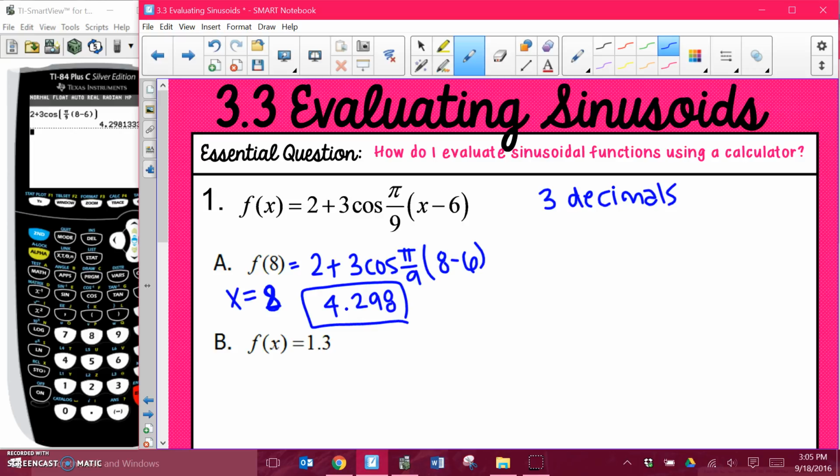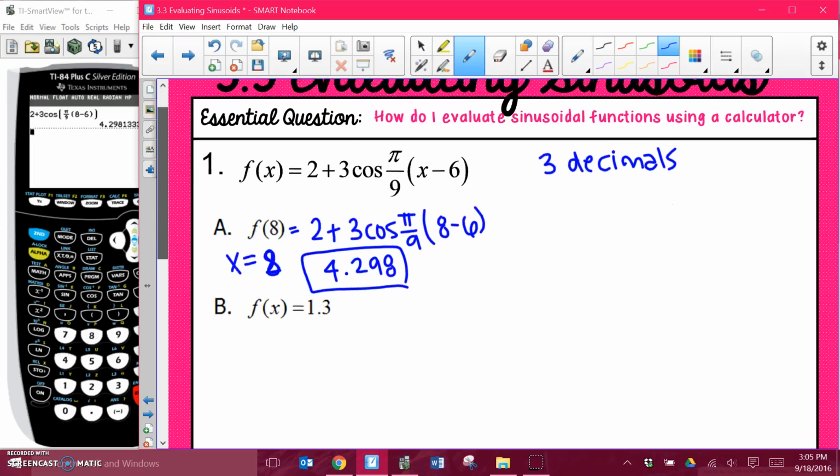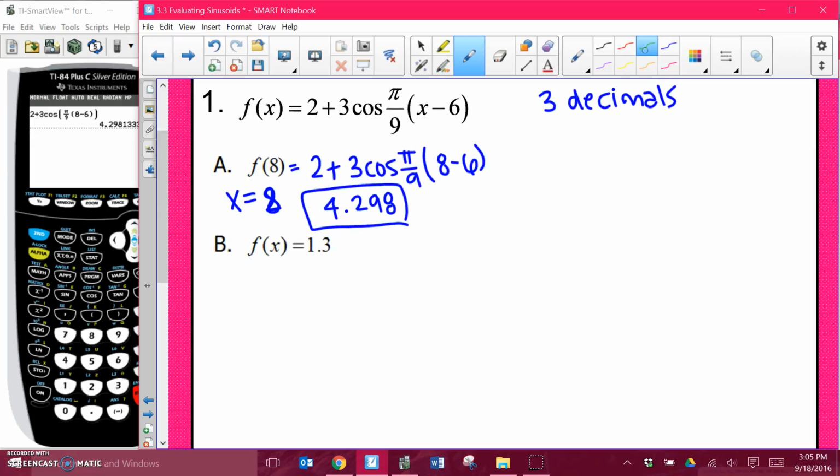Okay, so the next part says f of x equals 1.3. So remember, that's a y value. This is me replacing my y value with 1.3. So if I write this down, I'd have 1.3 equals 2 plus 3 cosine of pi over 9 times x minus 6. And now my goal is to isolate my x, to get x by itself.